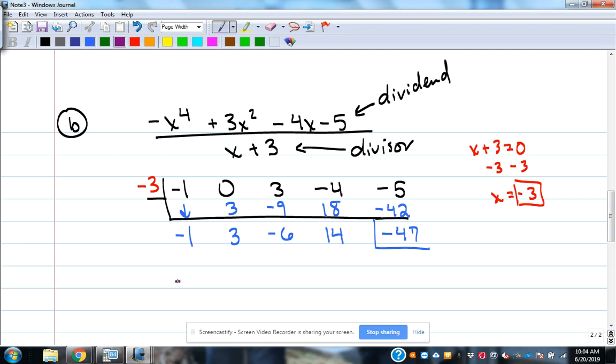The -1 x to the what power? So what does this become? We started with x to the 4th. Synthetic takes it down by 1 power. So it'll be x to the 3rd. And then that's a +3x squared minus 6x plus 14 plus -47 over x plus 3.